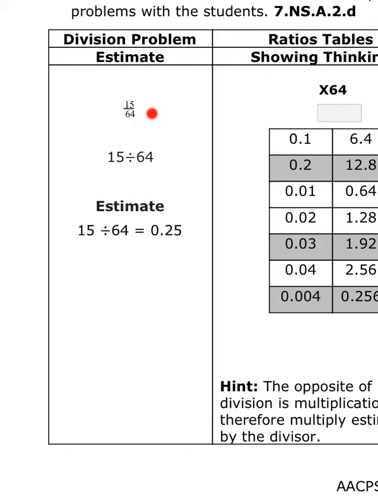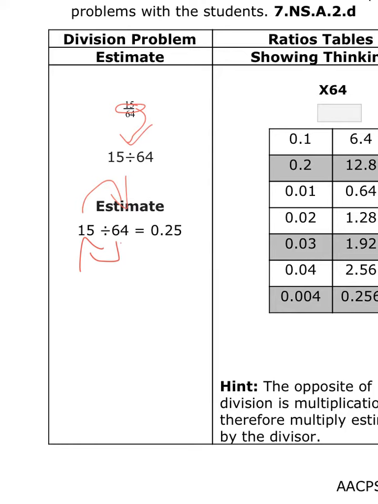We know 15/64 is really 15 divided by 64. It's important that you understand that this fraction bar is the same thing as division. A fraction is a divisional relationship, which is also kind of like a multiplicative relationship, in terms of what you multiply the numerator by to get to the denominator, or what you multiply the denominator by to get the numerator. We're looking at ratios. It's all connected.